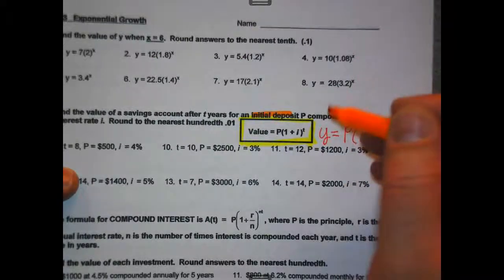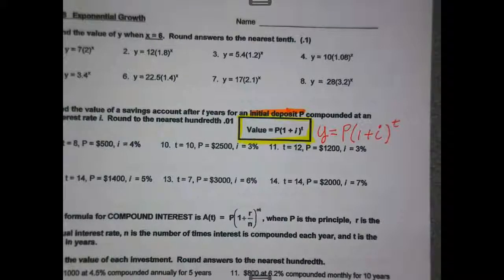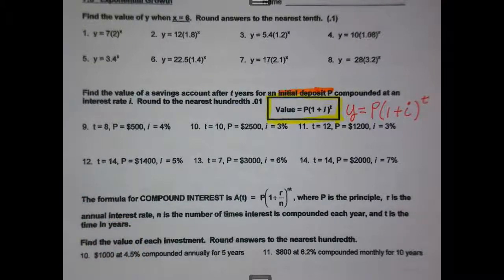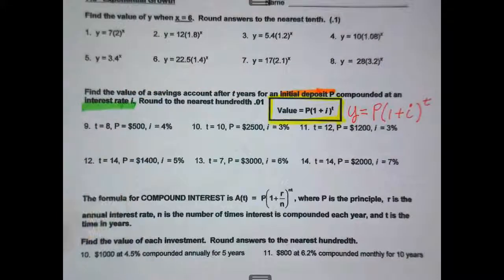So P is our initial deposit or our initial amount. Our interest rate is the I. And then we're going to round our answers to the nearest hundredth.